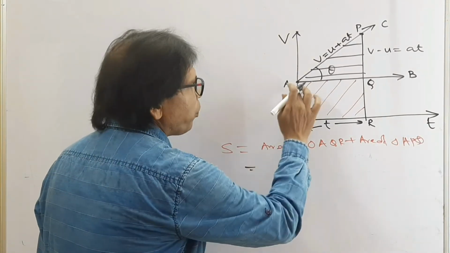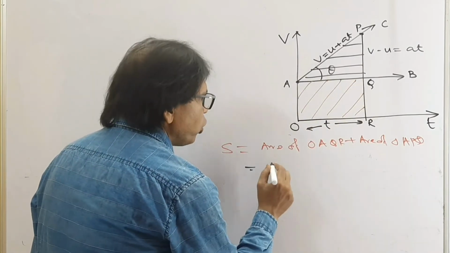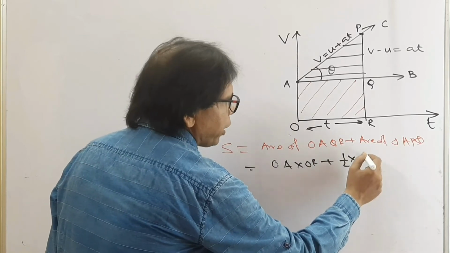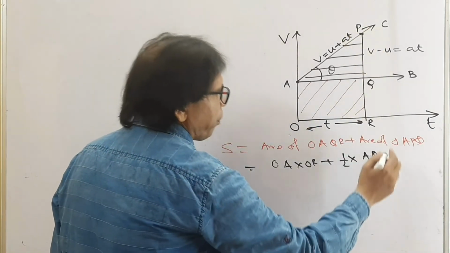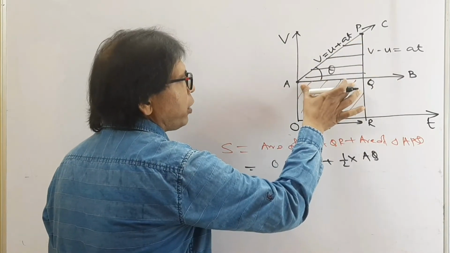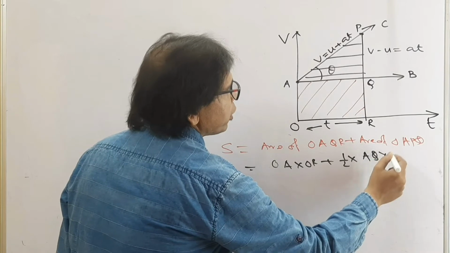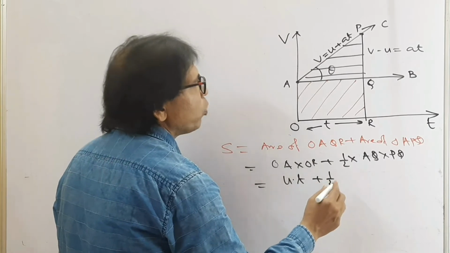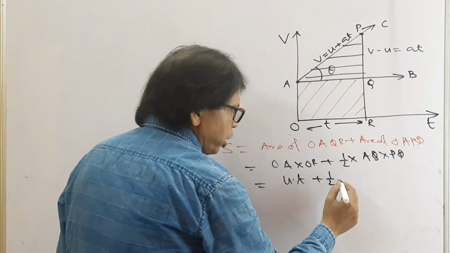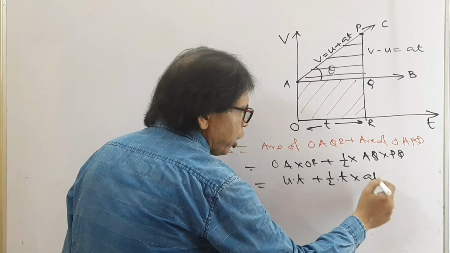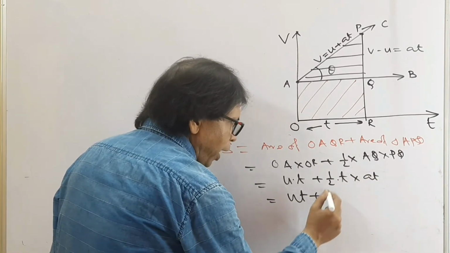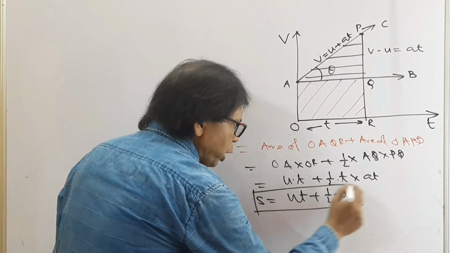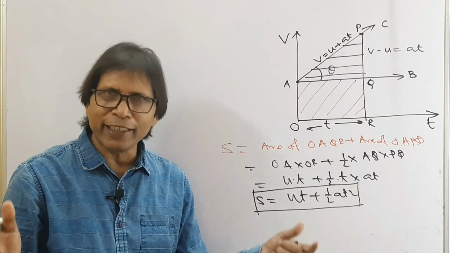Here the area of the rectangle is OA into OR, plus half into base AQ into perpendicular PQ, since the area of a triangle equals half into base into perpendicular. Now put the values: u into t plus half AQ into PQ. AQ means t and PQ means at. So ut plus half at square is the displacement in time t with initial velocity u and acceleration a.